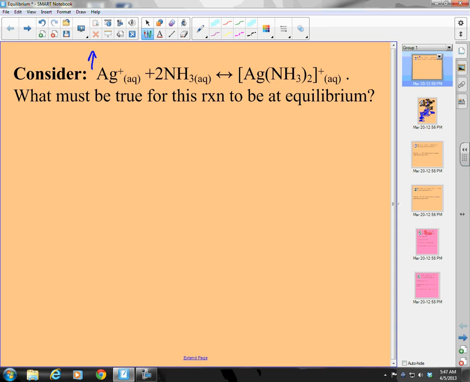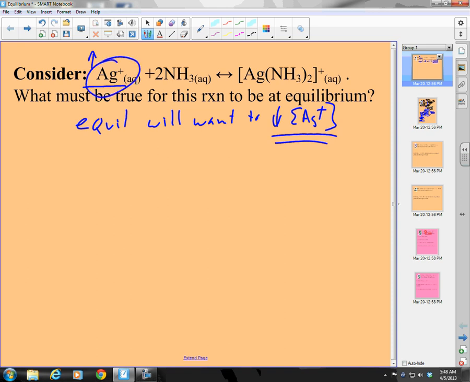Well, my equilibrium is going to want to shift. Now, what that means is when I increase my concentration of silver, the equilibrium will want to decrease that concentration, okay? The stress is increasing the concentration, so the equilibrium wants to do the opposite. So it wants to decrease the concentration. Well, how are you going to decrease the concentration of silver?